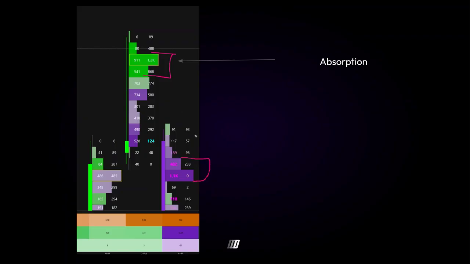When they tried to push down, sellers here were absorbed. 1,000 of them were absorbed here. But then they had a follow through, right? But these are called areas of absorption.